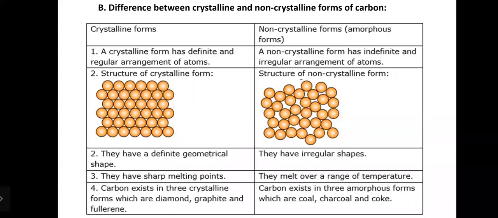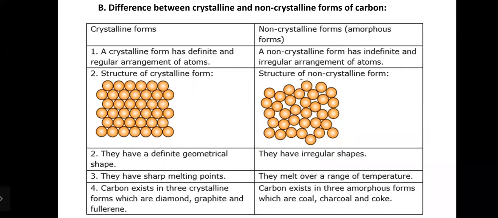If we see the atomic arrangement, the crystalline form has a definite and regular arrangement of atoms. But in the non-crystalline form, the atoms are arranged irregularly and in indefinite order. You can observe it from the structure also. See the first crystalline structure, the atoms are regular in one line, but in the non-crystalline form, they are irregular, randomly arranged. This is the second difference between crystalline and non-crystalline, in which you can draw their atomic arrangement also.